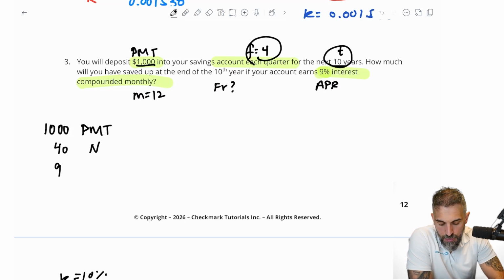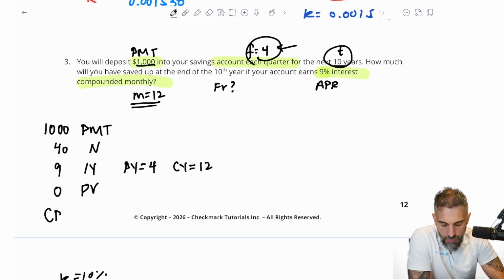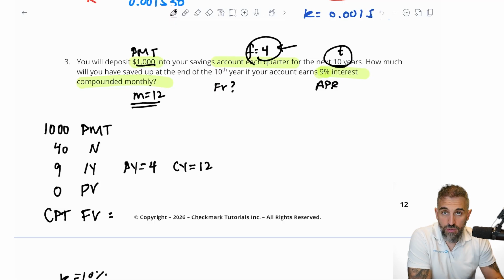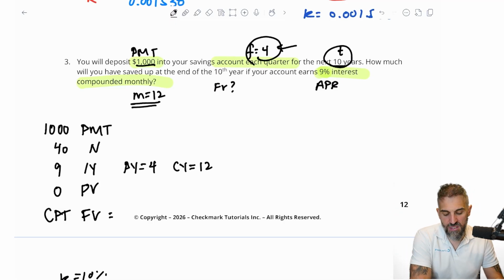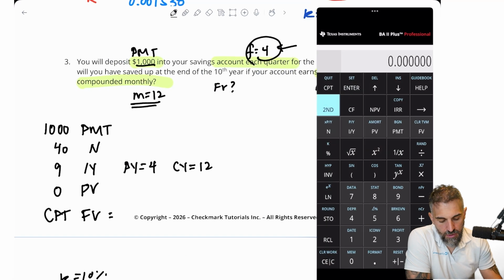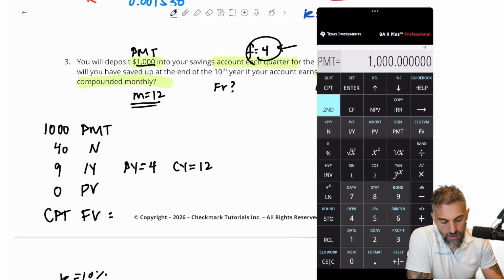The account earns 9%, but your P/Y and your C/Y: P/Y is your payments per year, your frequency, so that's 4. And your C/Y is your compounding frequency, so that's M. We're looking for the future value this time, so the present value is 0, and you'll compute the future value. This is equivalent to finding the future value of every single one of those 40 payments and adding them up. So let's go: 1,000 payment, 40 N, 9 I/Y, and then you press second I/Y to get here.